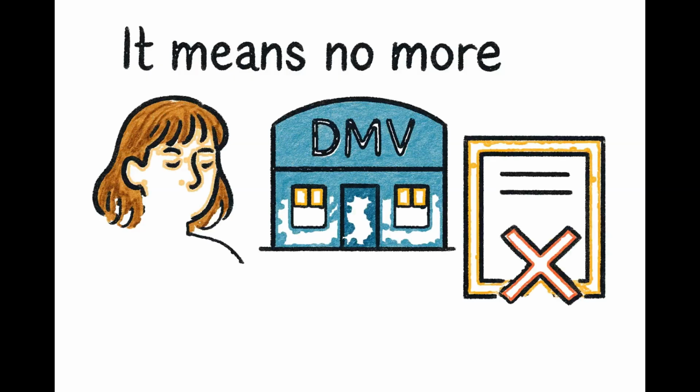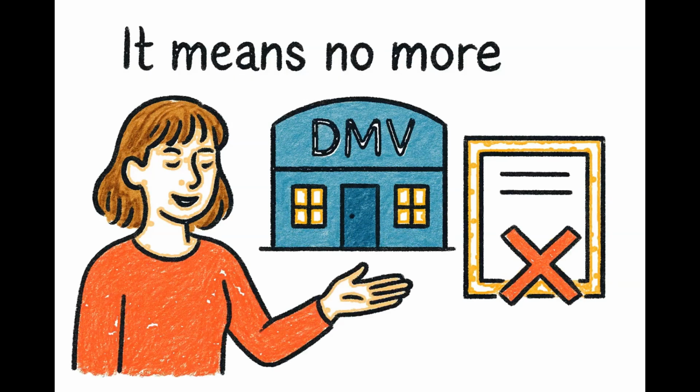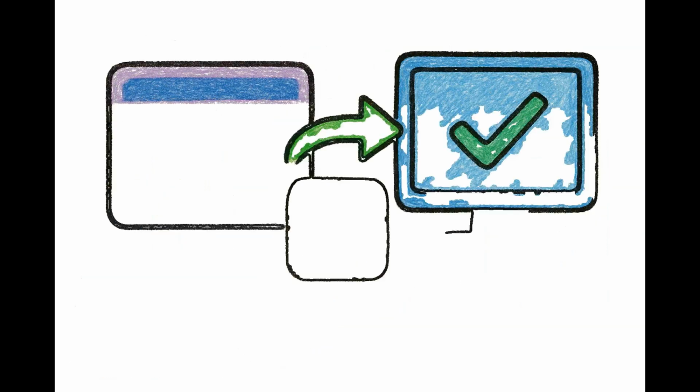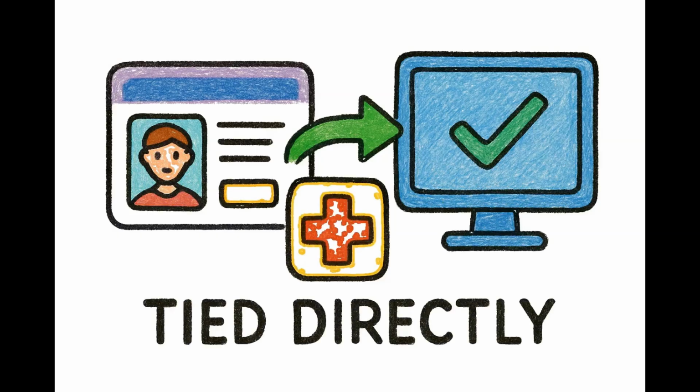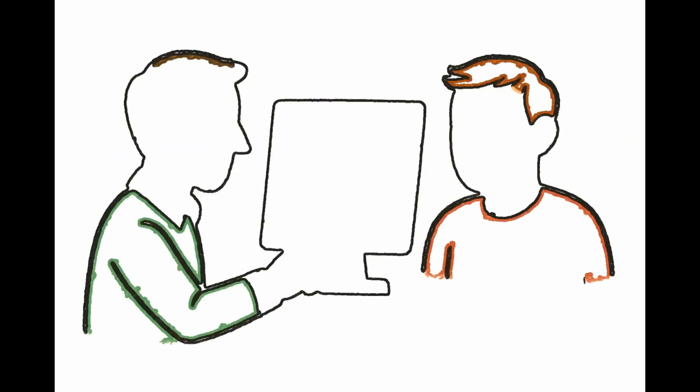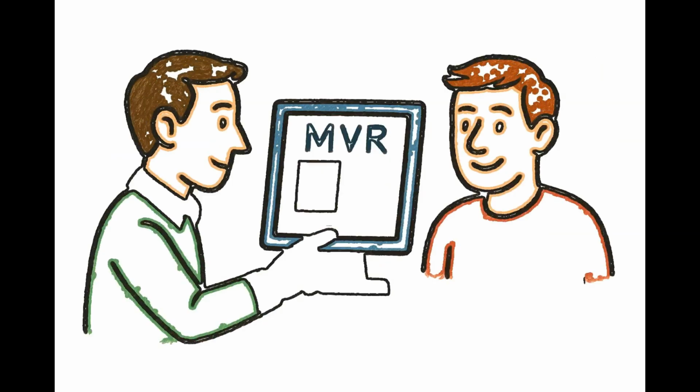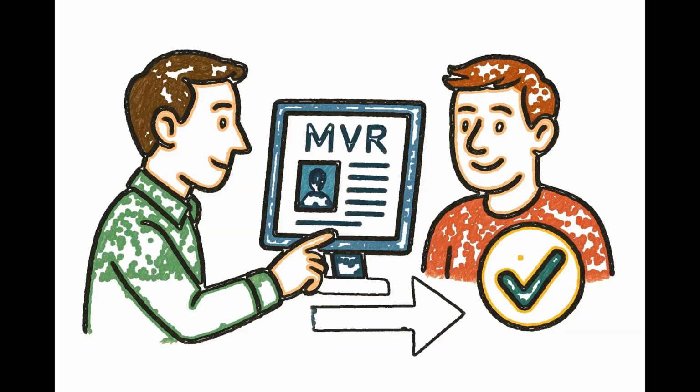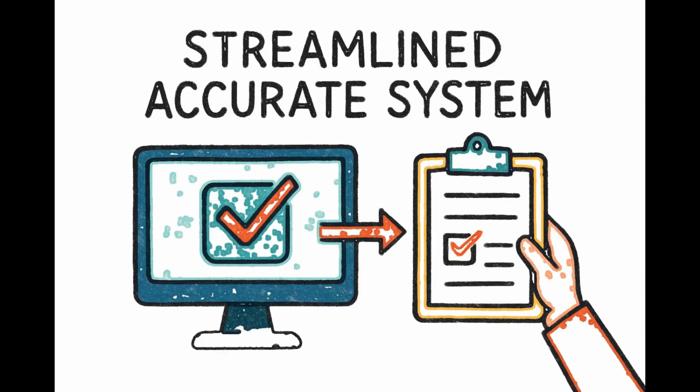What does this mean for you? It means no more taking that paper certificate down to the DMV yourself. Your medical status will be tied directly to your license in the system. Your employer will verify your status by checking your motor vehicle record, or MVR, not by collecting a paper copy from you. The goal is a more streamlined, accurate system.